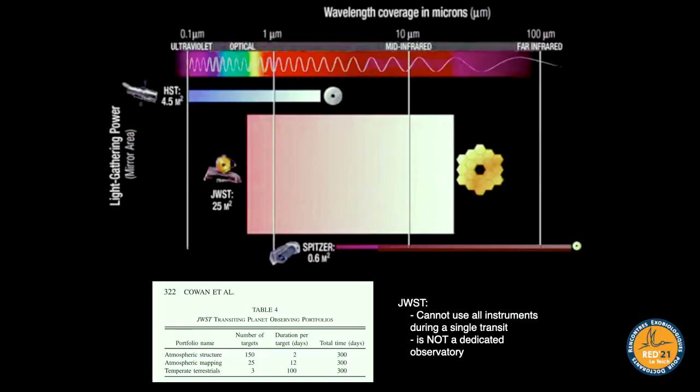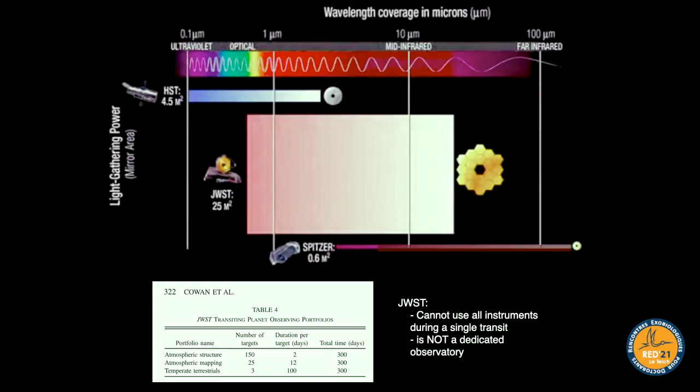But we just have to remember that the James Webb Space Telescope is not a dedicated instrument for exoplanets, because it's going to do a lot of other stuff, like characterization of stellar evolution, characterization of galaxies, cosmology. And so when you look at the number of objects that this telescope is going to be able to look at, it's not that big.